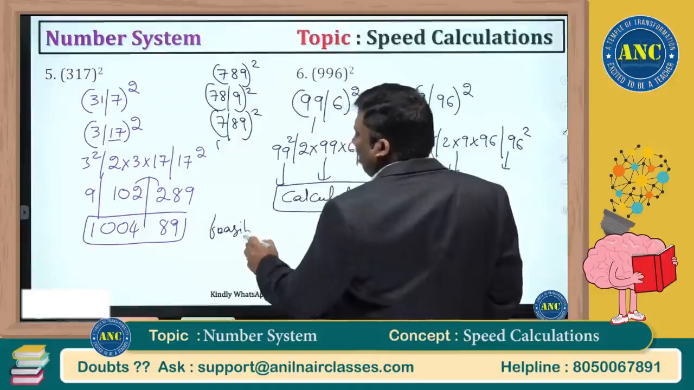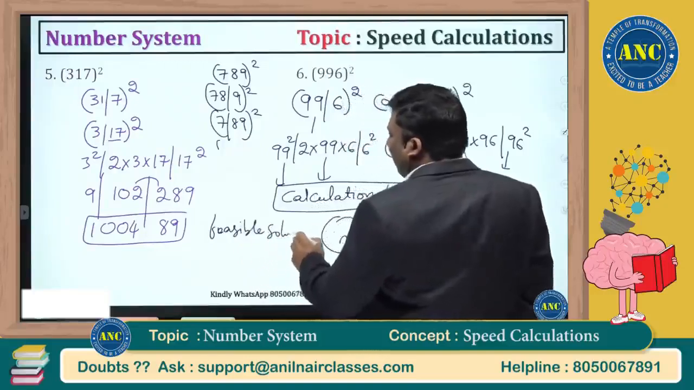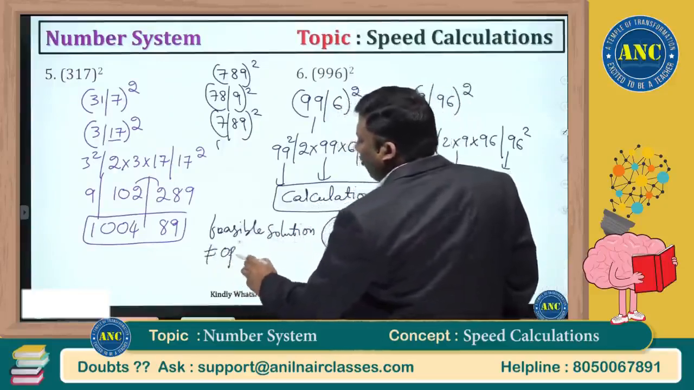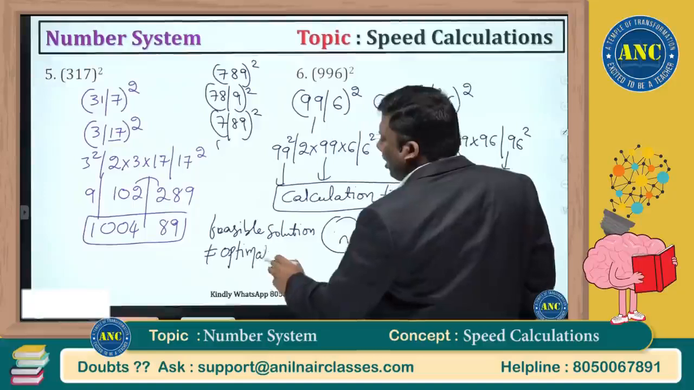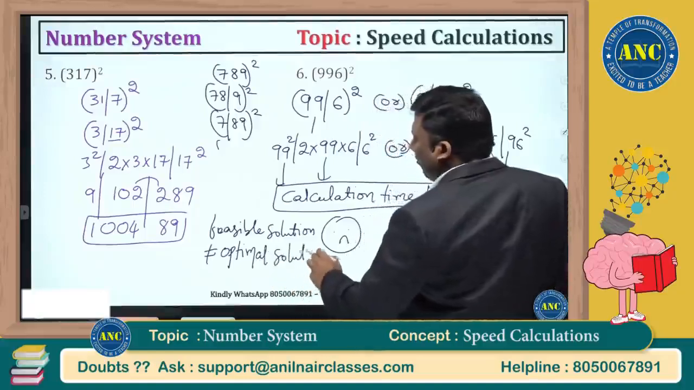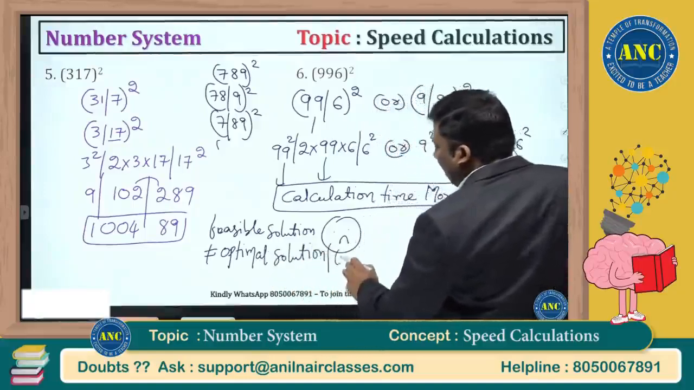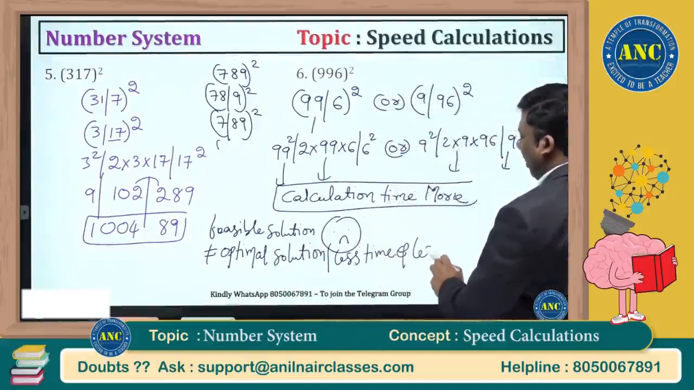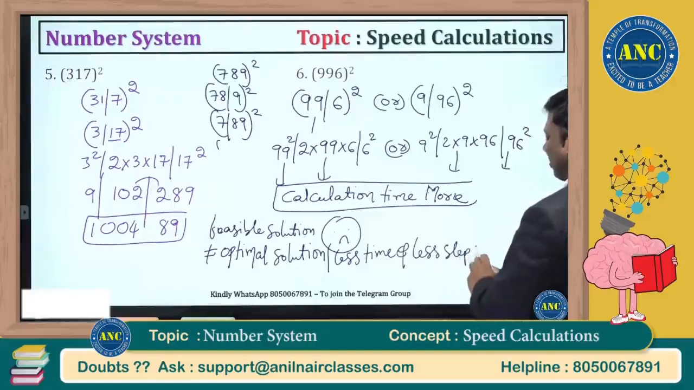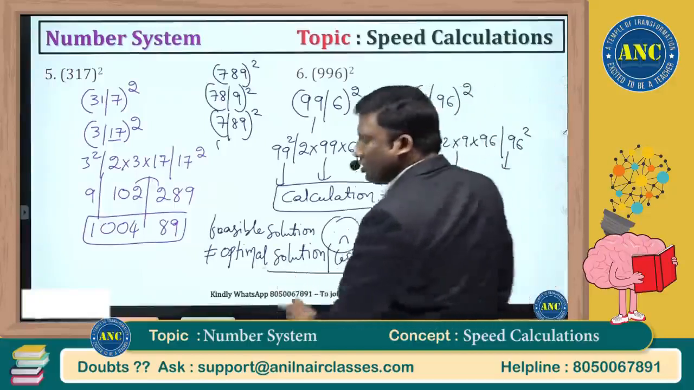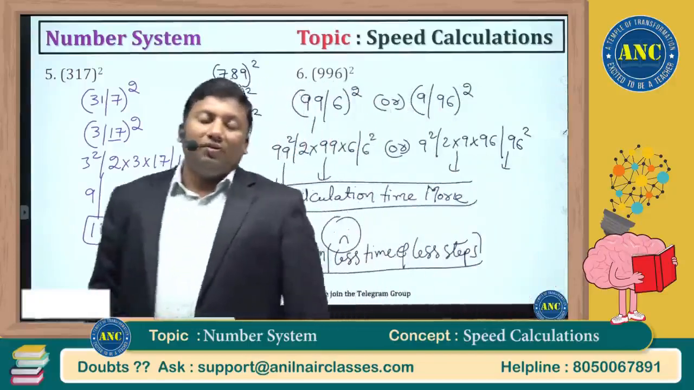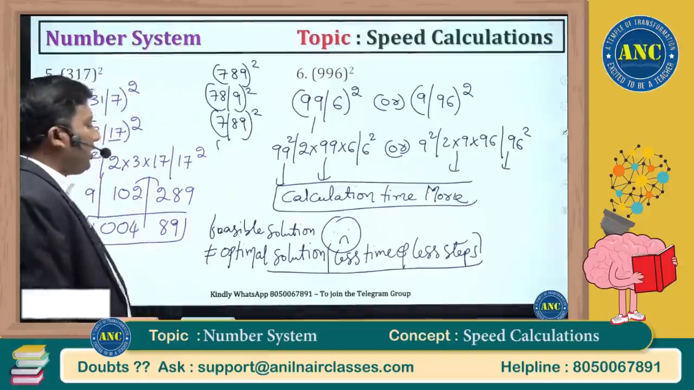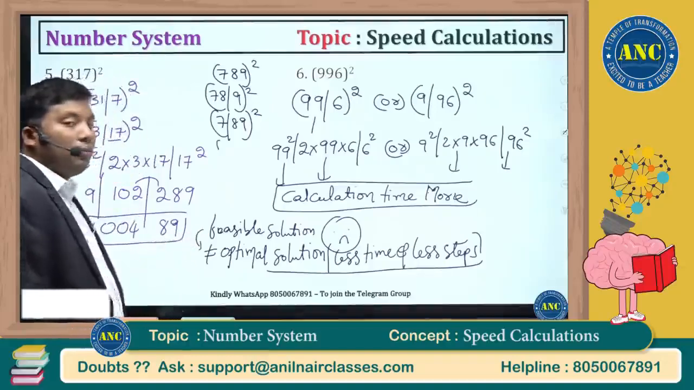What do you mean by feasible solution? A method to solve a problem, but it is not an optimal solution. What do you mean by optimal solution? A method which is used to solve a problem and which takes less time and fewer steps. That is called an optimal solution. First we discussed the method to find the square of a number. Now we will attack the optimal solution. I hope it is clear.